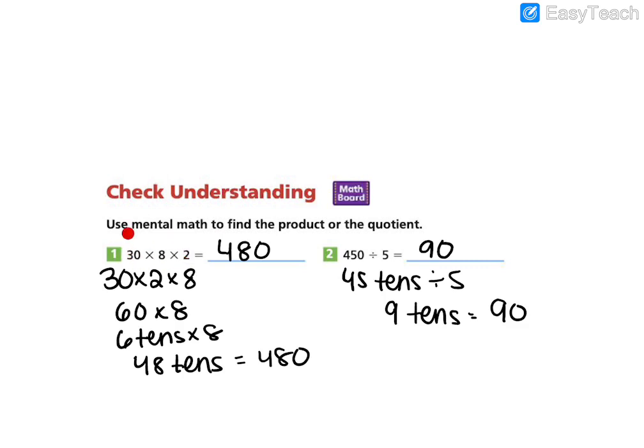I used commutative property to rearrange my factors here and did 30 times 2 times 8. 30 times 2 is 60, which is equal to 6 tens. 6 tens times 8 is 48 tens, so my answer is 480. I used place value to help me solve this one using mental math. 450 is equal to 45 tens. I know 45 is easily divisible by 5. That gave me 9 tens, which is equal to 90.